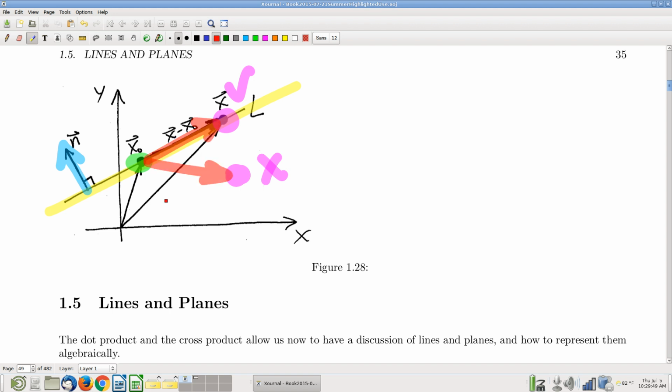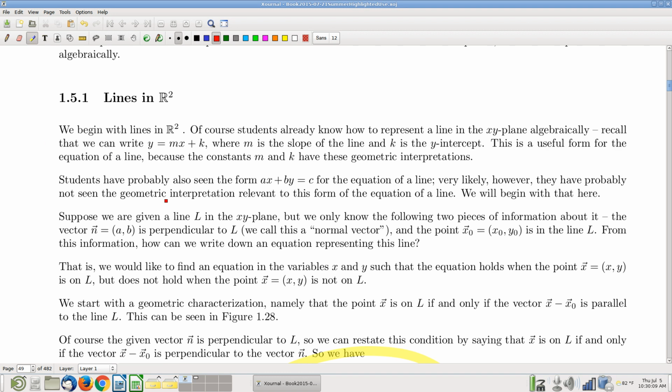Right, let's look at x minus x naught. If x minus x naught is parallel to the line, then x is in the line. And if x minus x naught is not parallel to the line, then x is not in the line. Right? Simple as that. It all boils down to whether that red vector is or is not parallel to L. Okay, so we'll write that down.